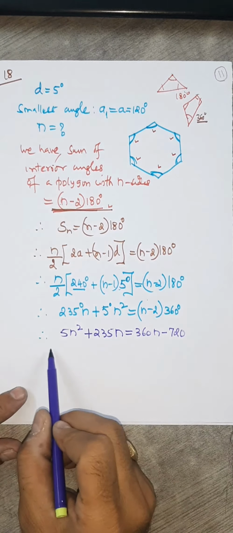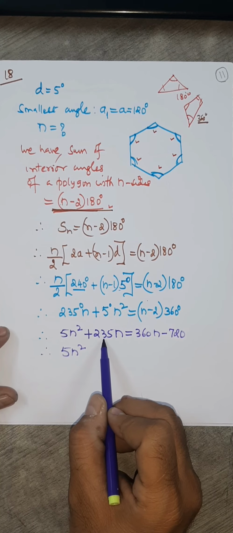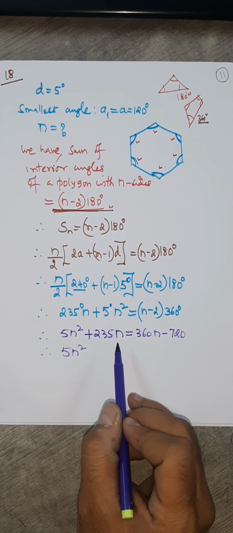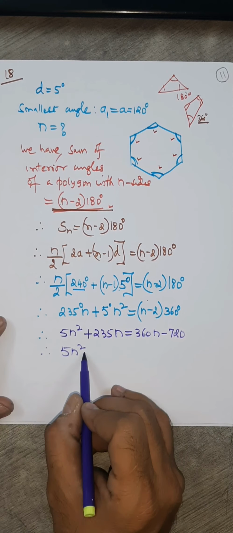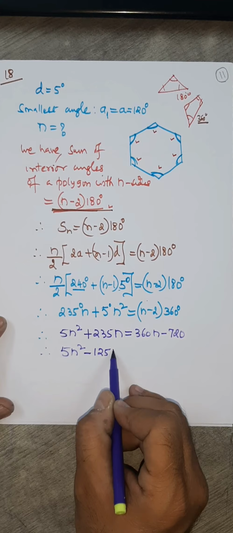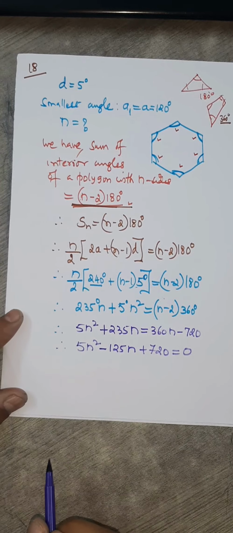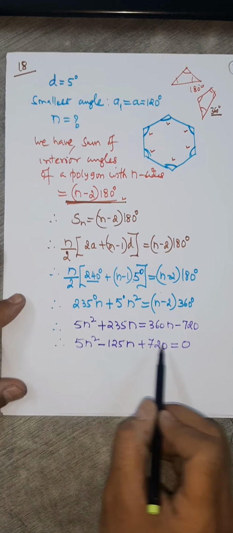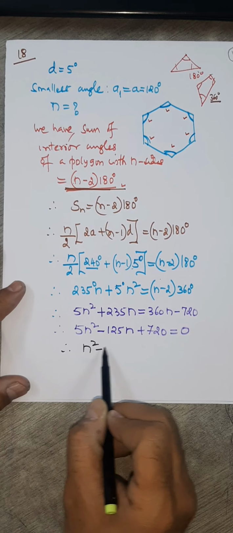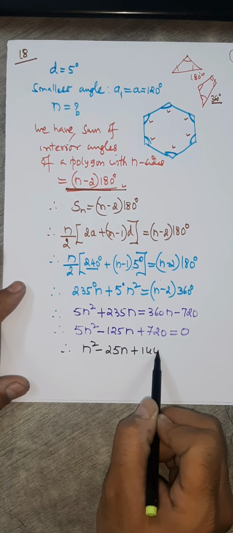Just open the bracket, you will get this. I've just opened the bracket. So 5n square, here we have 235, and if I take the other side, minus 360, so we get minus 125n, and this is plus 720 equals 0. Everything is in degrees here. Now we need to factorize, but before we factorize, you can divide by 5 here. So this is n square minus 125 by 5, that is 25n, plus 144 equals 0.